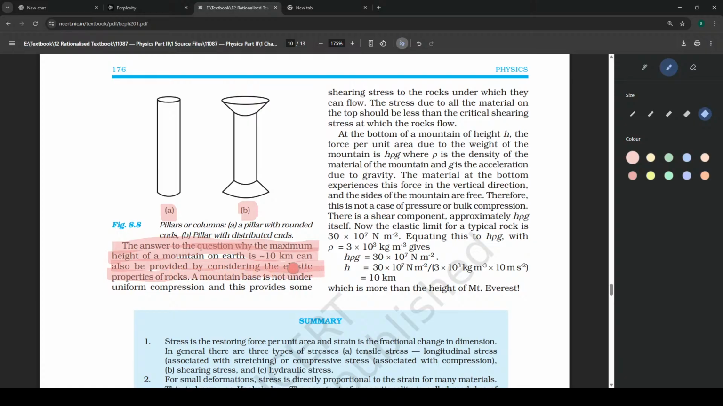A mountain base is not under uniform compression, and this provides some shearing stress to the rocks, under which they can flow. The stress due to all the material on the top should be less than the critical shearing stress at which the rocks flow.